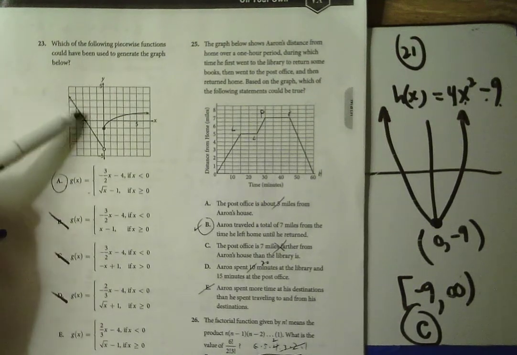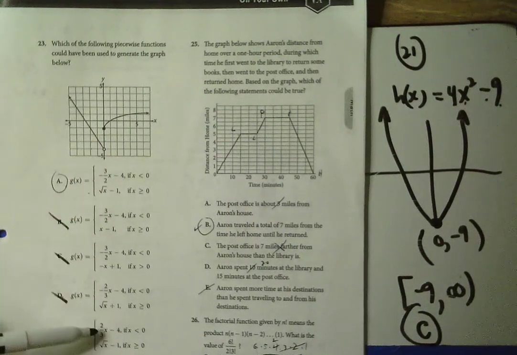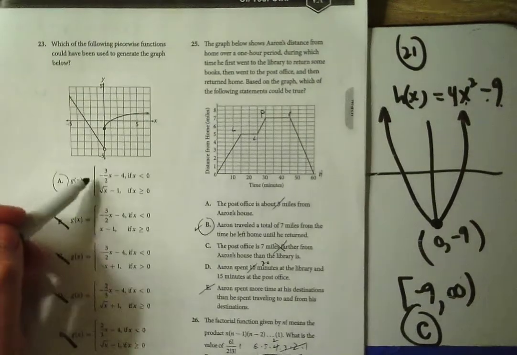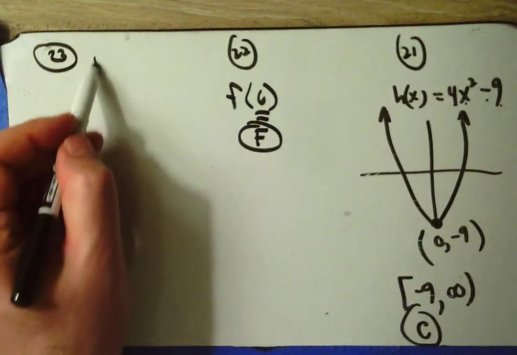Now, I notice over here I have a negative slope. I'm going downhill. This one has a positive slope. This one has a negative slope. That's why A is my choice for 23.